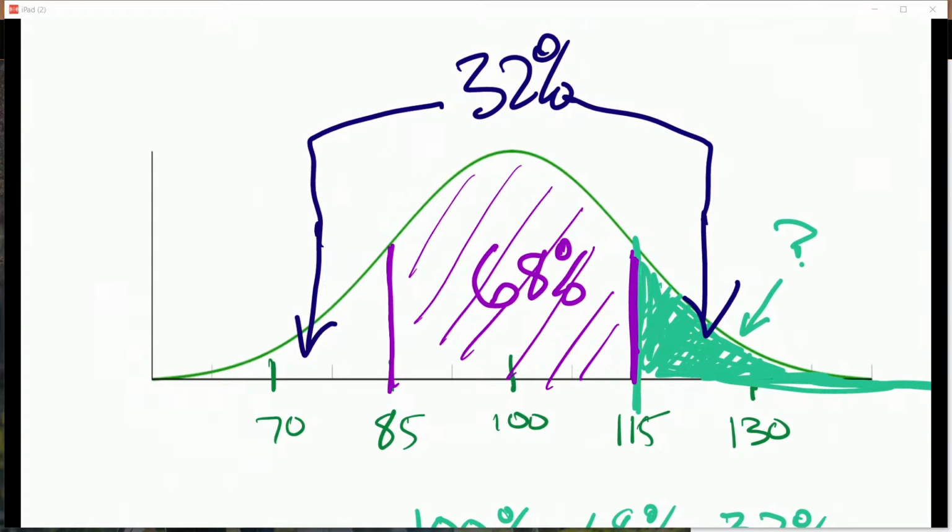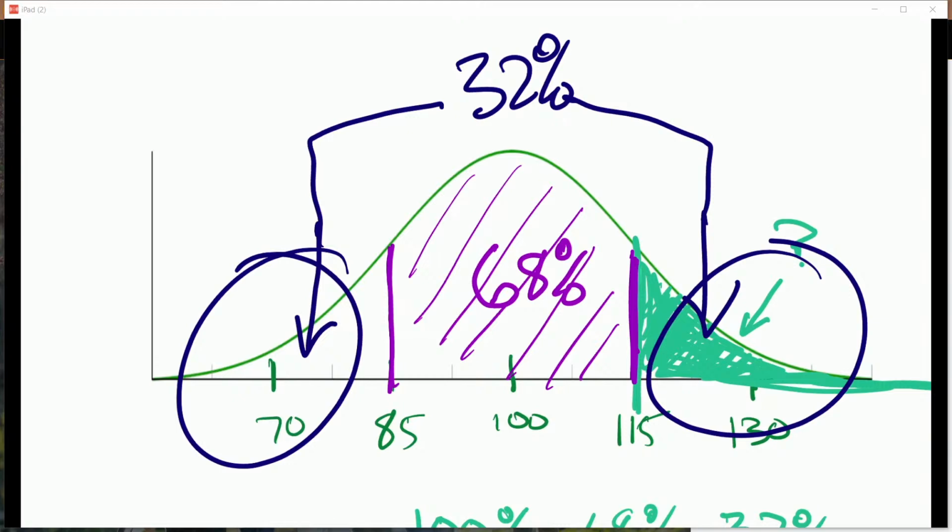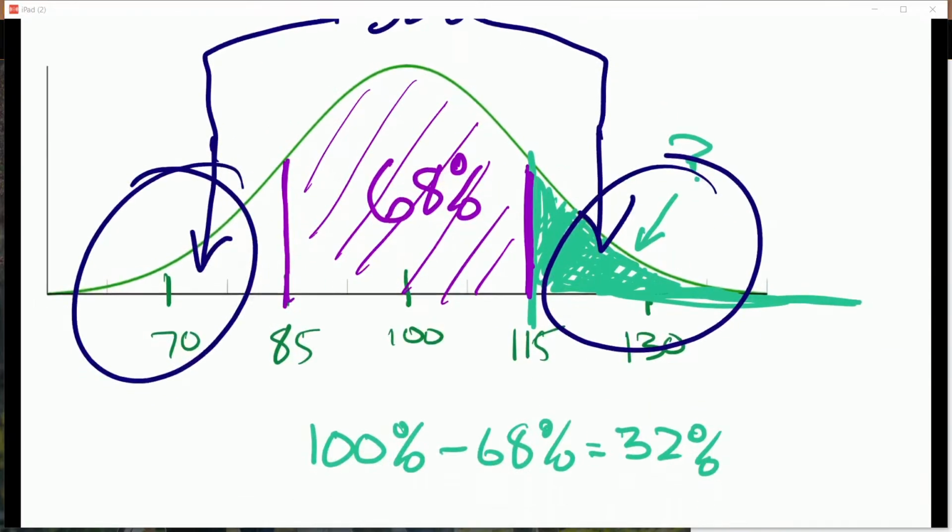Okay, so very nice. So you have this group. Oh no, it went away. I didn't want it to go away. You have this group and this group. Total is 32%. So the group over here is going to be 32% divided by 2, which is 16%. Perfect. So that's the answer there, 16%.